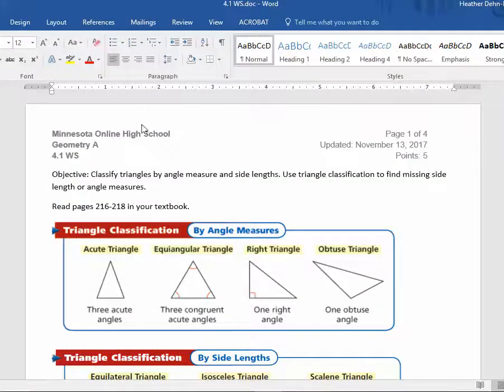Here's the Word document for 4.1. Remember, you should have already read this section in your book. There is some information and examples on the worksheet, but it's not complete, and it's not meant to replace reading the information in your book. Our objective is to classify triangles by angle measures and side lengths, and to use triangle classification to find missing side lengths or angle measures.